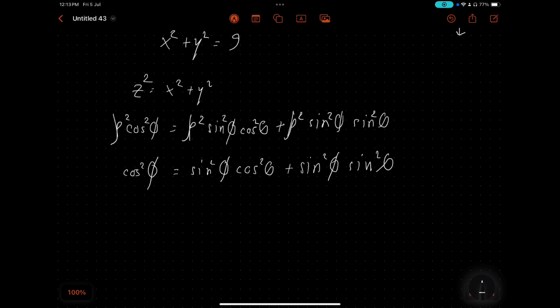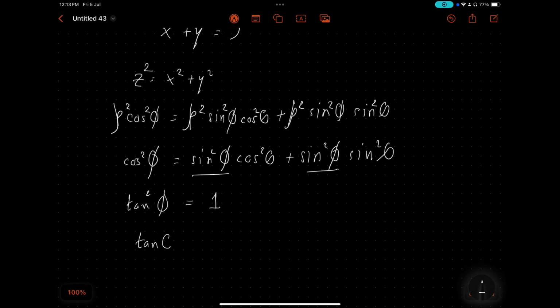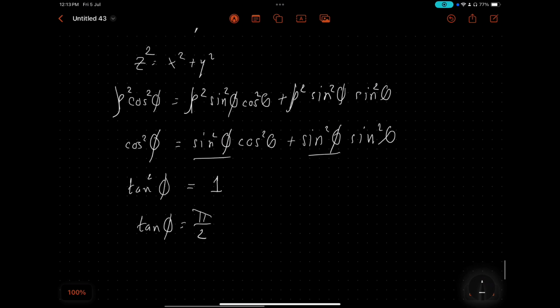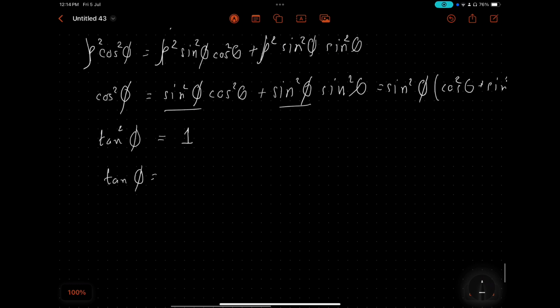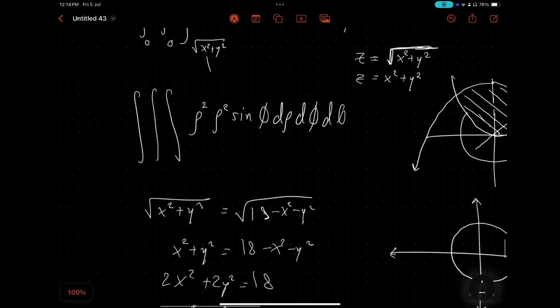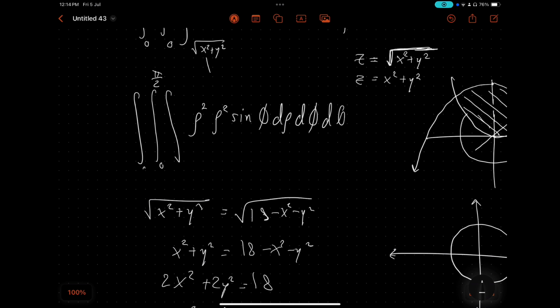This is interesting. We can get something like tan squared of phi. Now we take this as a common factor, and it's going to equal 1. And so tan phi is going to equal 1, so phi is tan inverse of 1, which is pi over 4. So basically this is sine squared of phi times (cosine squared theta plus sine squared theta), and so we'll have phi equal to pi over 4. And that's our phi. So for the phi, it's from 0 to pi over 4, and for our theta, I think it's 0 to 2 pi.